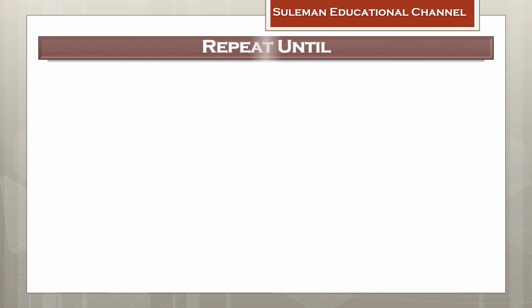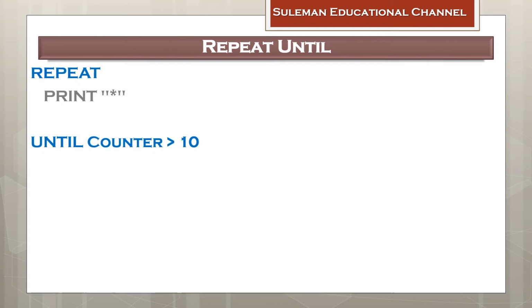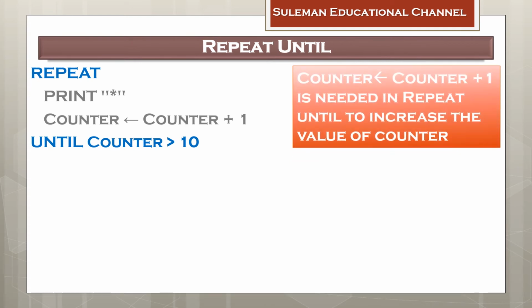Now let us discuss repeat until in detail by using an example. Repeat, print asterisk, counter assignment counter plus 1, until counter is greater than 10. The first line, repeat is used. In the second line, print asterisk, so an asterisk will be printed. Third line is counter assignment counter plus 1. In this line the value of counter is incremented by 1.